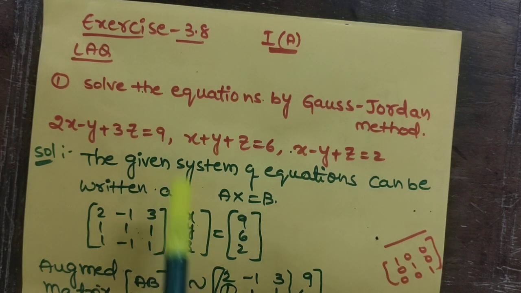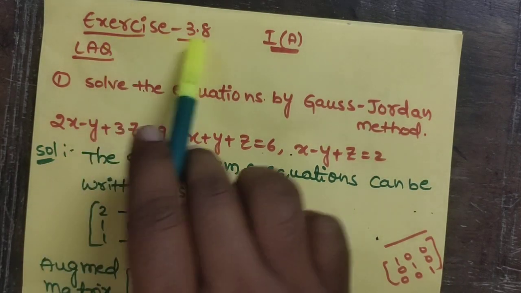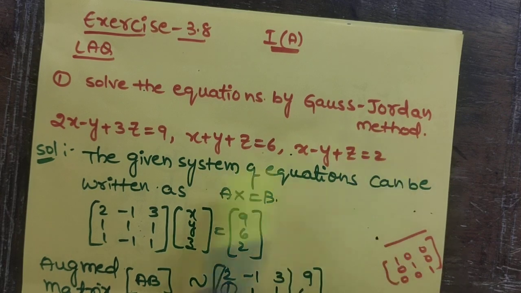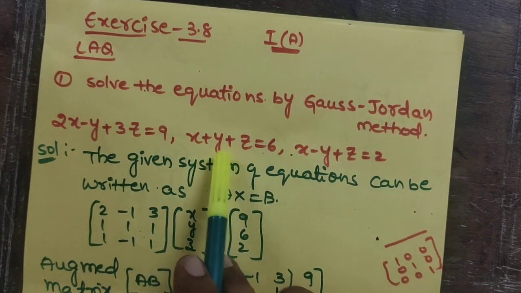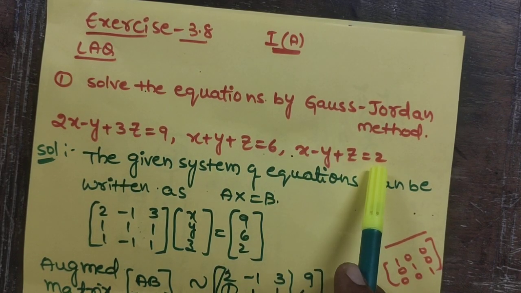Good afternoon, children. Now we are discussing matrices, chapter exercise 3.8 LAQ. Solve the equations by Gauss-Jordan method. 2x minus y plus 3z is equal to 9. x plus y plus z is equal to 6. x minus y plus z is equal to 2.